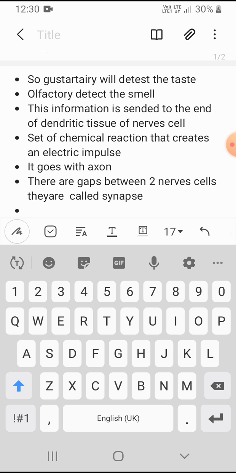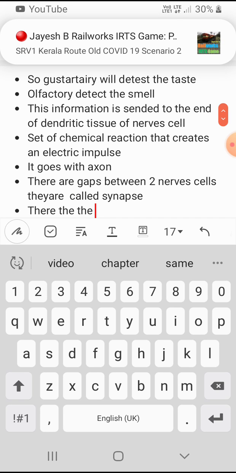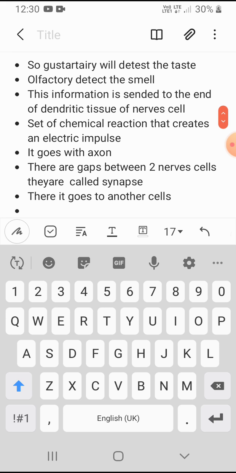In between that gap, as I said, the electric impulse goes. The impulse that is in the dendrites goes to another cell fast. When it comes to the cell body, from there it goes to another cell's dendrite in our body. And like that it will go on forward.